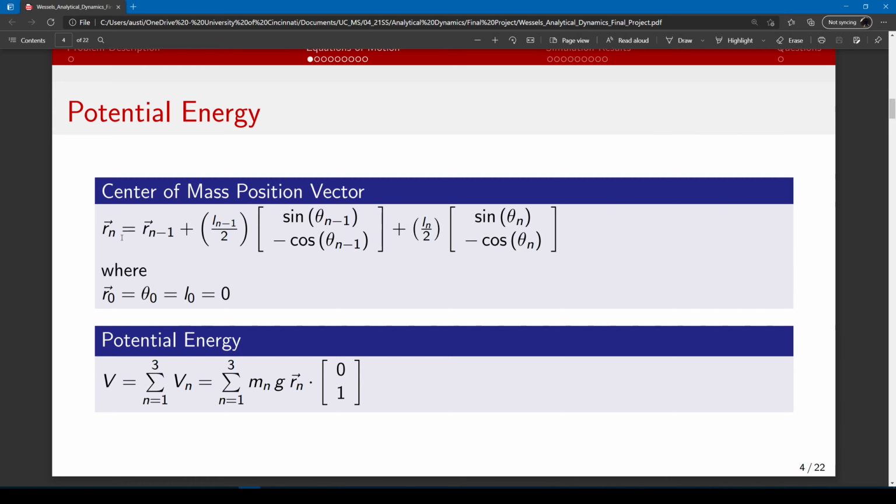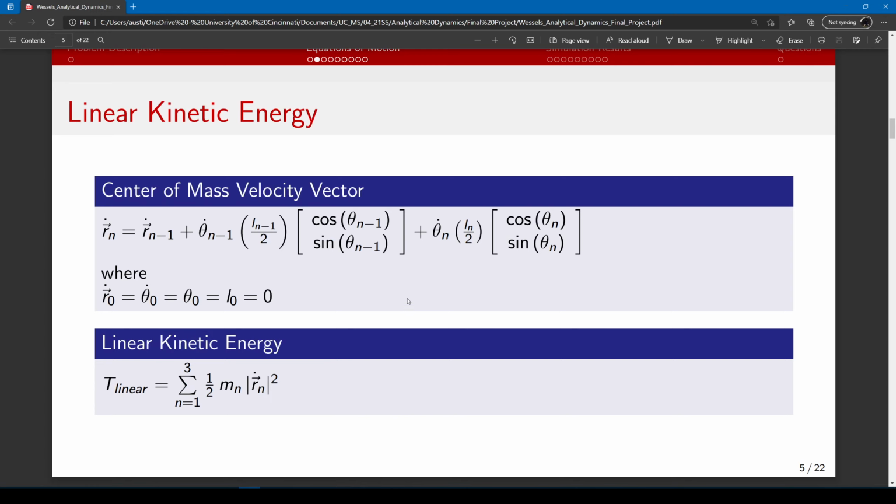So with this r vector defined this way, we have a simple equation for the potential energy, where we have the sum from n equals 1 to 3 of m sub n, the mass of the pendulum, the gravitational constant g, and the vertical component of that position vector that we get with this dot product here.